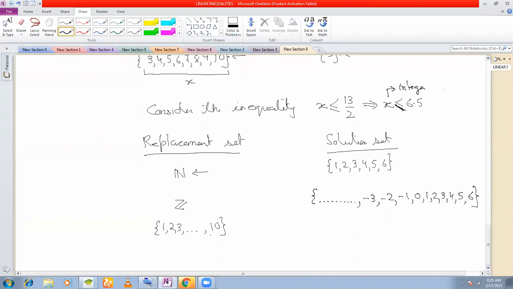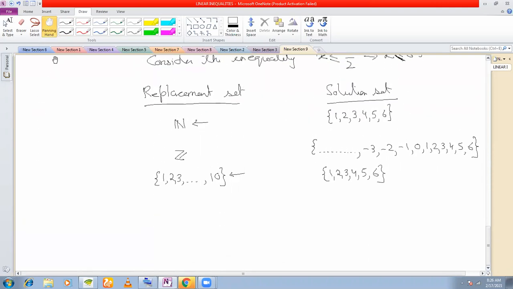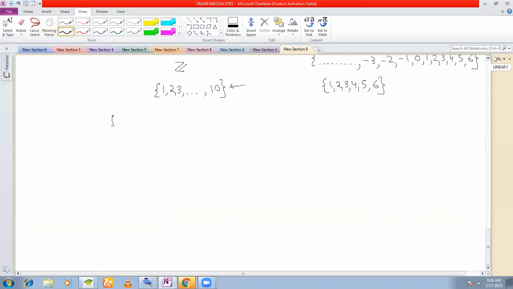Similarly here, if the replacement set is this set, then what will be my solution set? 1, 2, 3, 4, 5, 6. Till 6. So this is what you must understand in inequalities. The solution set will always depend on the replacement set that is given to you. Now bearing these in mind, we'll now define some rules for solving inequality.